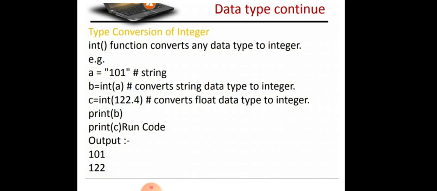We can use the integer function to convert a float value into an integer value. We printed print b, ran the code, and the output came 101, and the value of c came 122. It converts a floating value into an integer value. So this is type conversion. This is converting one type to another.